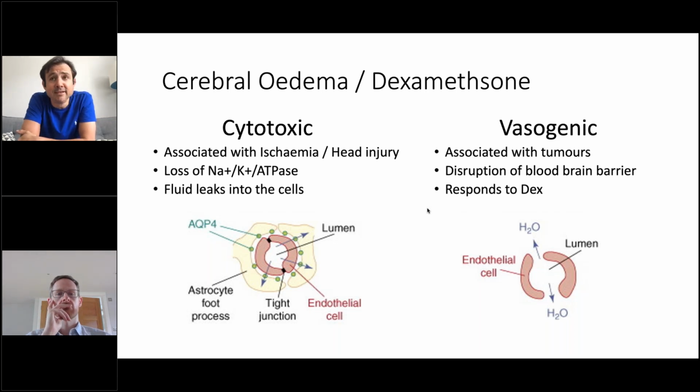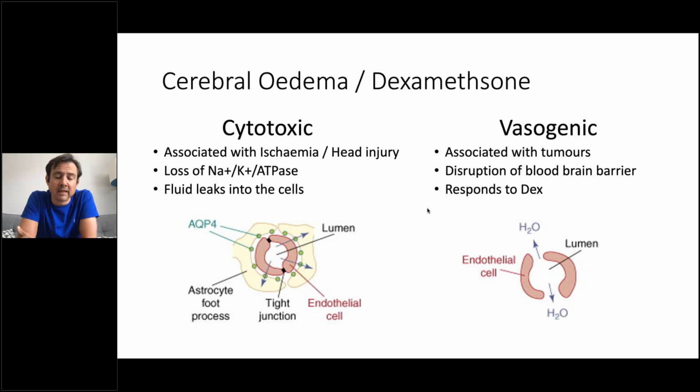Which probably isn't good science, but it is the way that we tend to do it, depending on the pathology and depending on the child's weight. But I just put in here that dexamethasone has been shown to treat vasogenic edema.